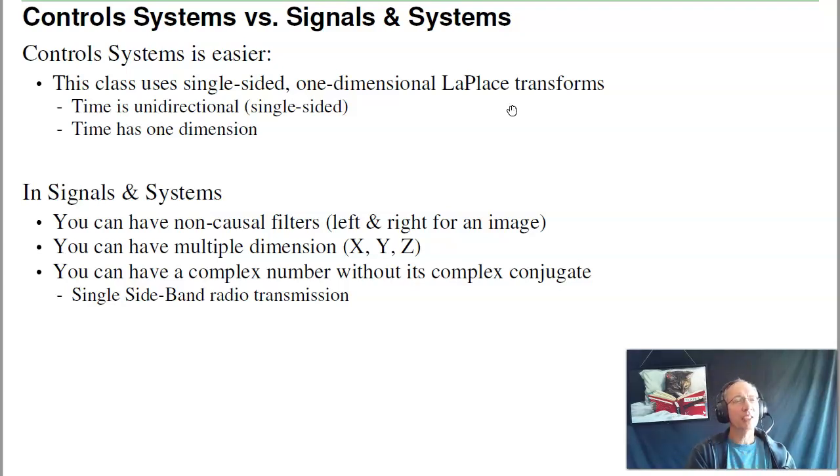In addition, in this class, if you have a complex number, you have to have its complex conjugate. In signals, you don't have to have that. For example, with single sideband radio transmission, if I broadcast a signal, I've got the upper sideband and lower sideband. That's the complex conjugates of a complex number. If I get rid of the lower sideband, I can transmit the same information with half the energy. That's where you get single sideband transmission. That's where you get complex numbers without their complex conjugate.